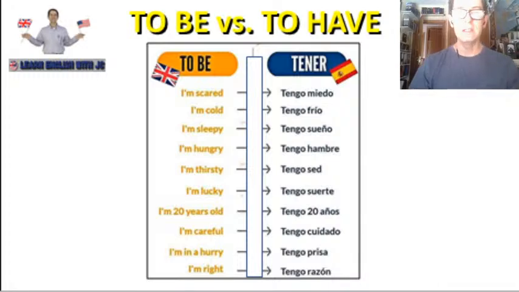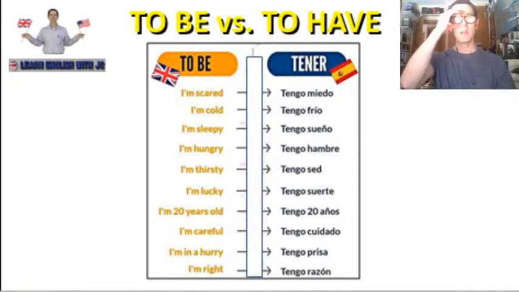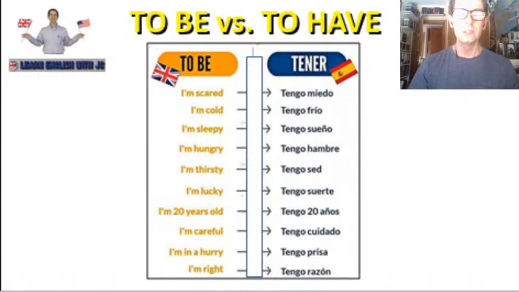I'm scared. In English is with the verb to be. En inglés se utiliza el verbo to be, pero en español, in Spanish, we use the verb have. And the translation is tengo miedo. So remember, to be in English, to have in Spanish. I'm scared, tengo miedo. I'm cold, tengo frío.